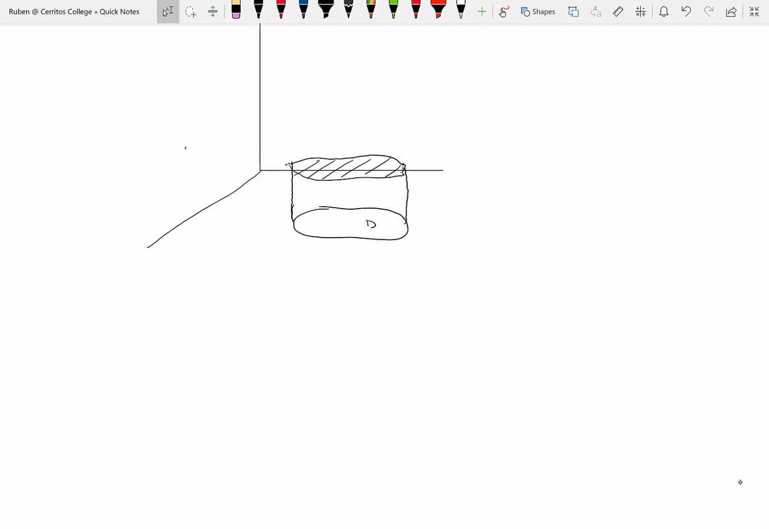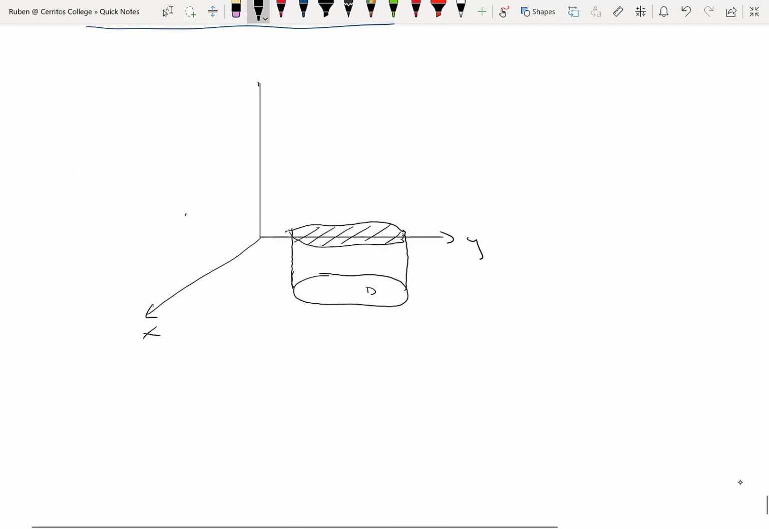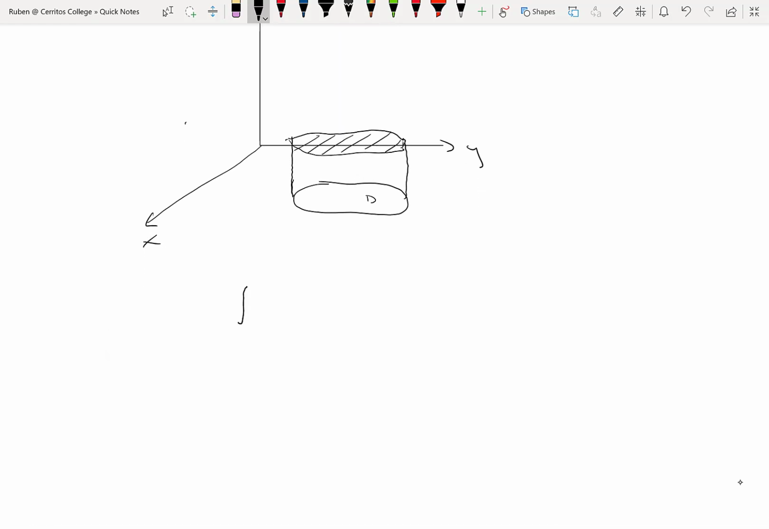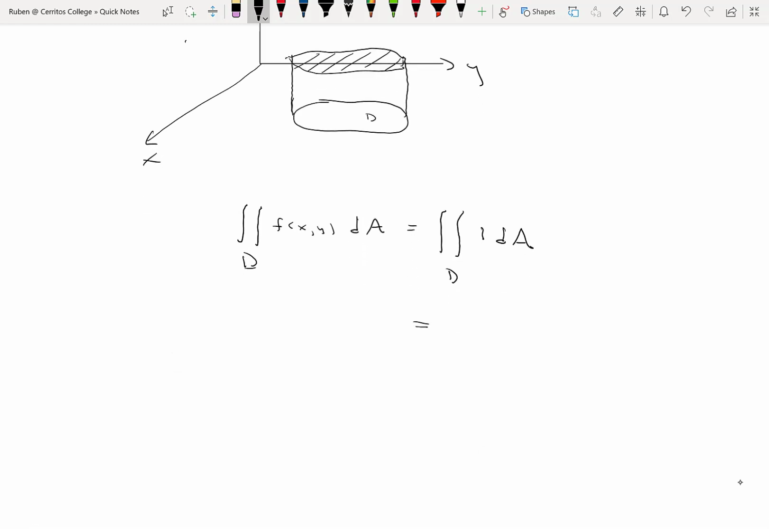Well, so what? Let's see what happens when we look at the integral of f of x y over the region D. Well, f of x y is 1 over the region D. So we're integrating 1 dA, double integral with respect to A. Okay, well, we already discussed that this is a cylinder. This is a volume of a cylinder. Very special cylinder of height 1. What's the volume of a cylinder of height 1? It's the area of the base times the height, 1.